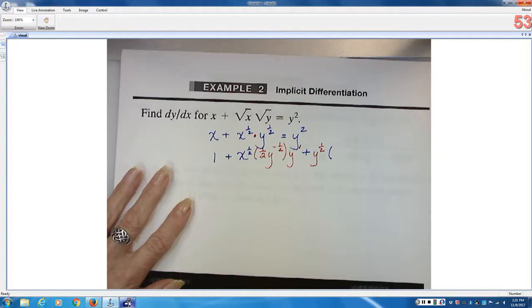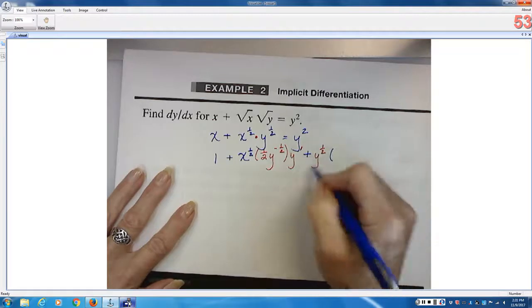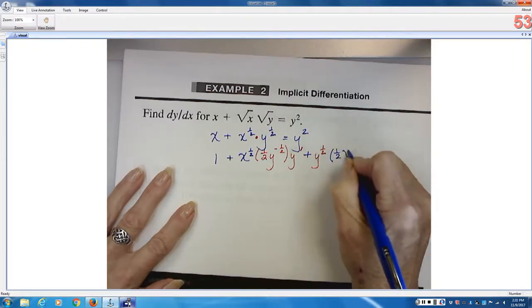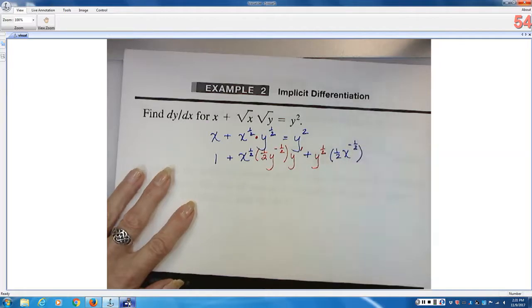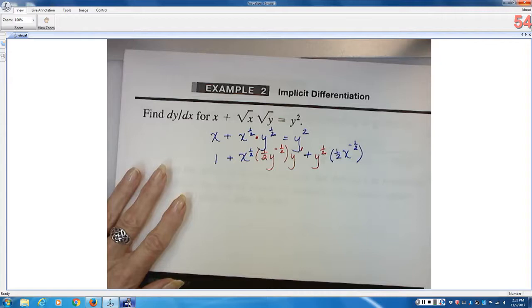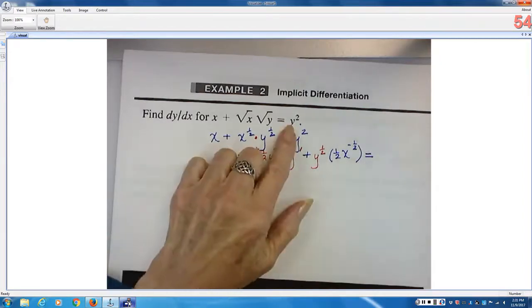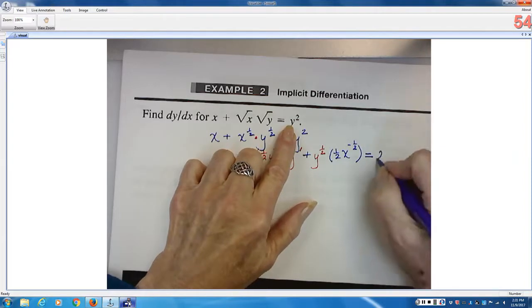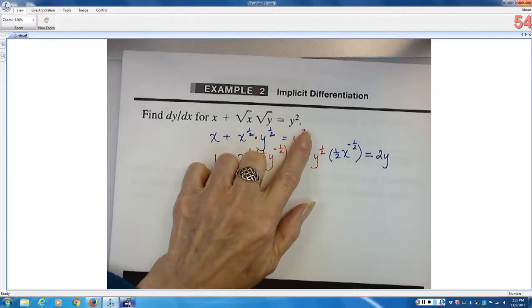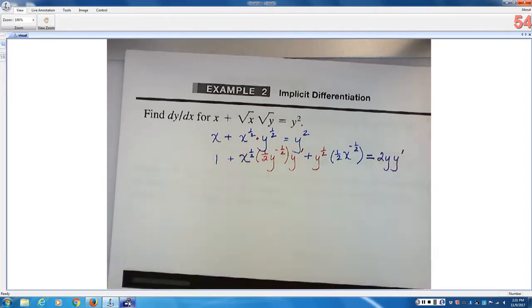What's the derivative of x to the 1/2? Bring the power down in front, multiply by x, reduce the power by 1. And then on the other side, on the equal sign, we have y squared. So you bring the power down in front, 2y to the 2 minus 1 is 1, 2y to the first, and chain rule says you have to multiply that by y prime.